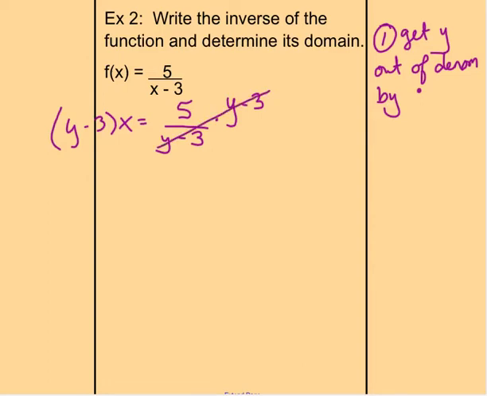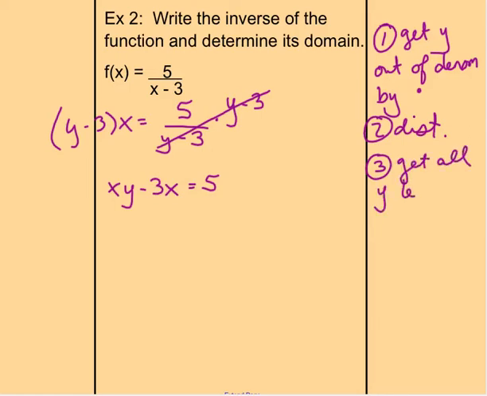On the left-hand side, we're going to distribute our x. And then you get all y terms on one side of the equal sign. We already have that, but sometimes we have more than one term with a y, and we need to get them all together. Now, as you're getting all of your y terms on the same side of the equal sign, you want to get everything else on the other side of the equal sign. So I'm going to add 3x to both sides.